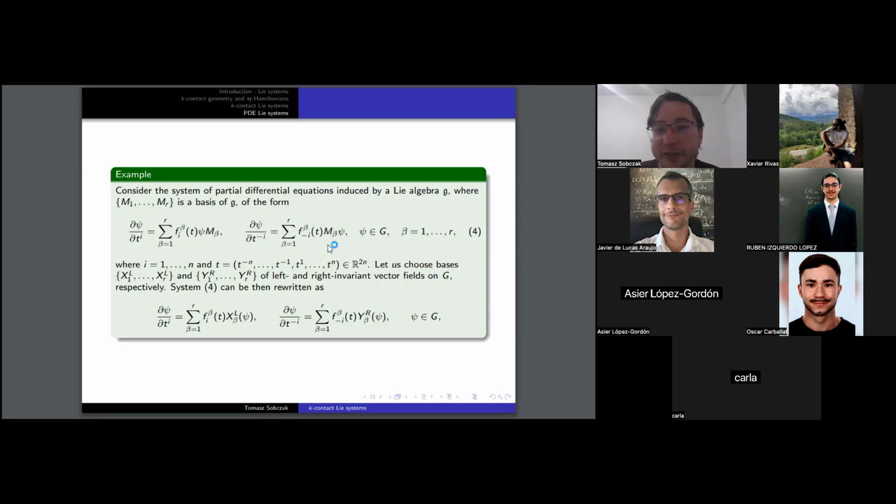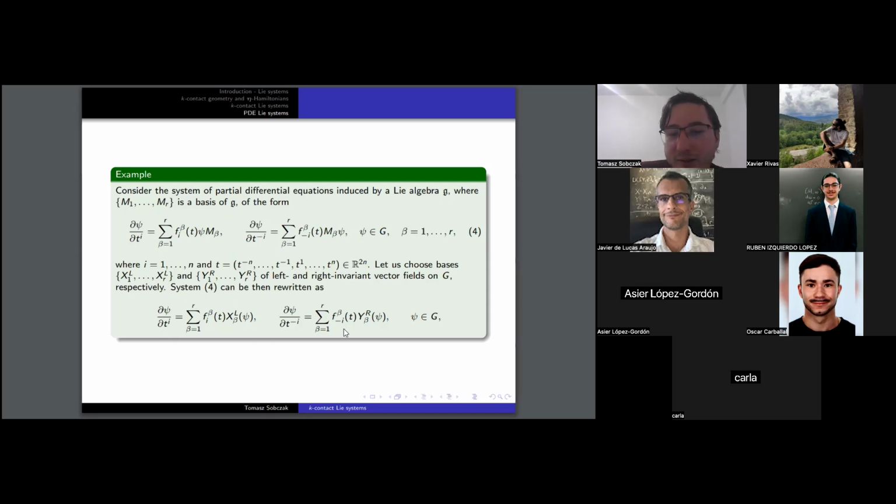partial differential equations, and we can separate it, decomposing it into two parts. For this case, we'll choose the basis with the left invariant vector fields and the right invariant vector fields, just to rewrite this system of partial differential equations in such a manner, because this is really close to what we wanted to have for our system to be a PDE system.